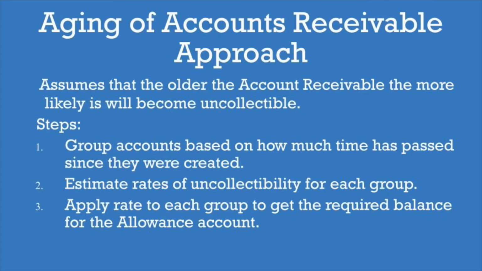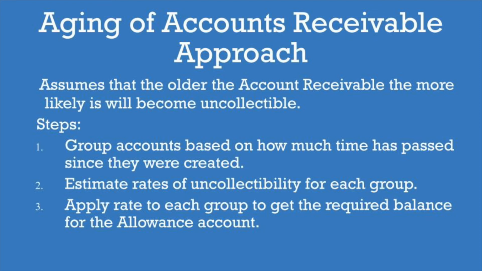The next and a little more complicated approach is the aging of accounts receivable. As the name implies, it looks at how old the accounts receivable is, and the theory is that as it gets older, a greater percentage of that old accounts receivable will never come in. So what we need to do in order to make this happen is group accounts based on how much time has passed since they've been created.